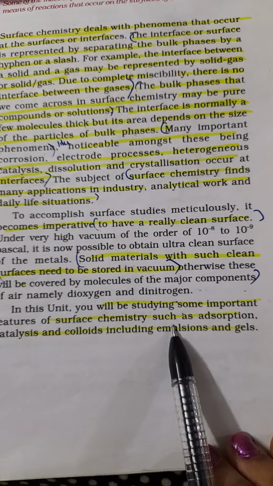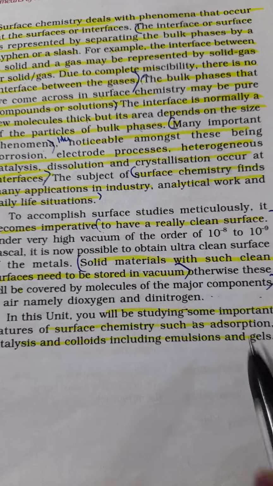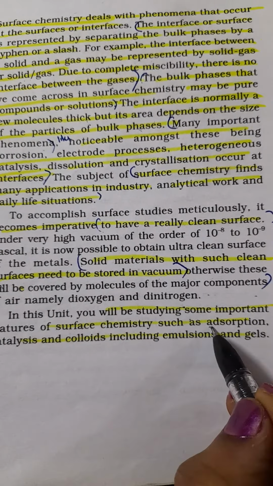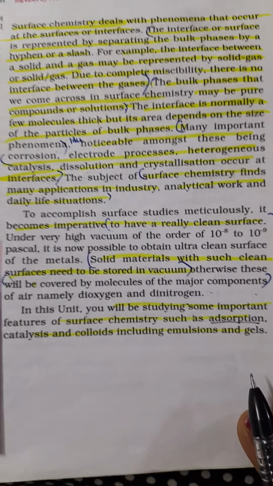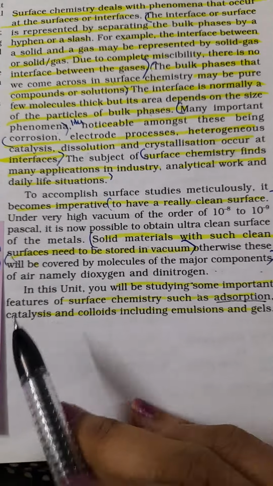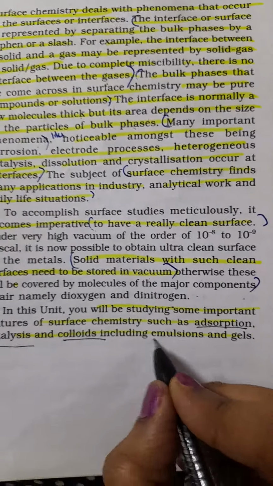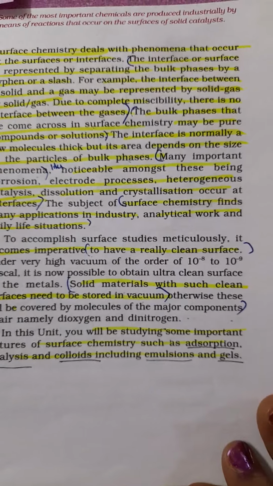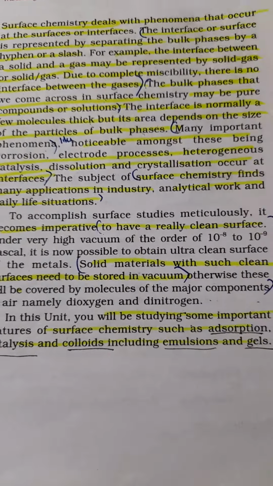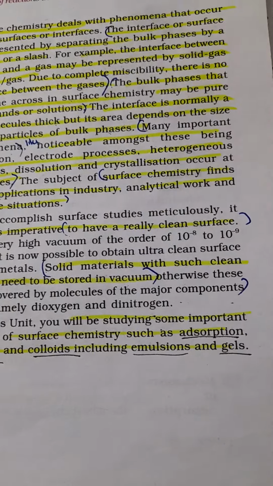Here in this unit, what you are going to study are important features of surface chemistry like adsorption. You might be hearing this word for the first time. Adsorption is different from absorption. And catalysis, and colloids, including emulsions and gels. All these things you are going to learn in this unit: adsorption, catalysis, and colloids, including emulsions and gels.